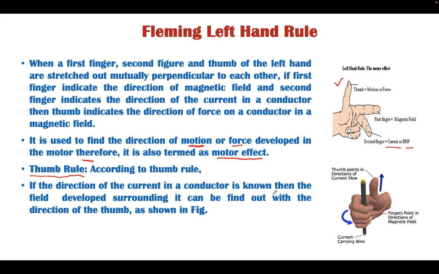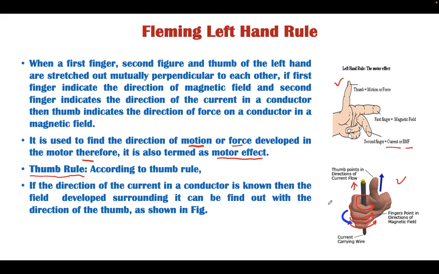Now, another rule is the thumb rule. The thumb rule is used when we know the direction of the current in a conductor, then we can find out the direction of the magnetic field surrounding the conductor. We know that in an electrical system, when current passes through a conductor, it always develops a magnetic field. The direction of that magnetic field can be found with the help of the thumb rule. If this is the direction of current, then the fingers represent the direction of the magnetic field. This circular path is nothing but the direction of the magnetic field.